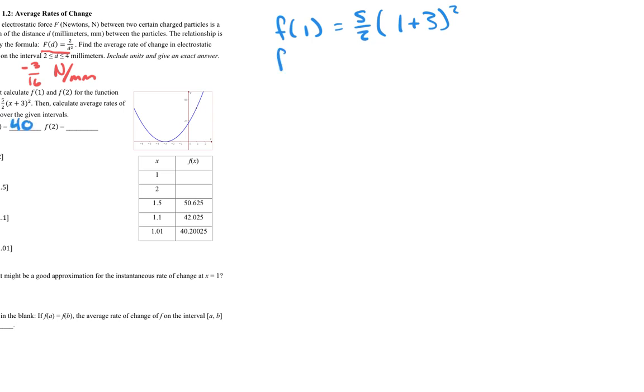And then next we do the exact same thing with 2. So we plug in 2 wherever we see x. 2 plus 3 squared. And this should come out to be 62.5.